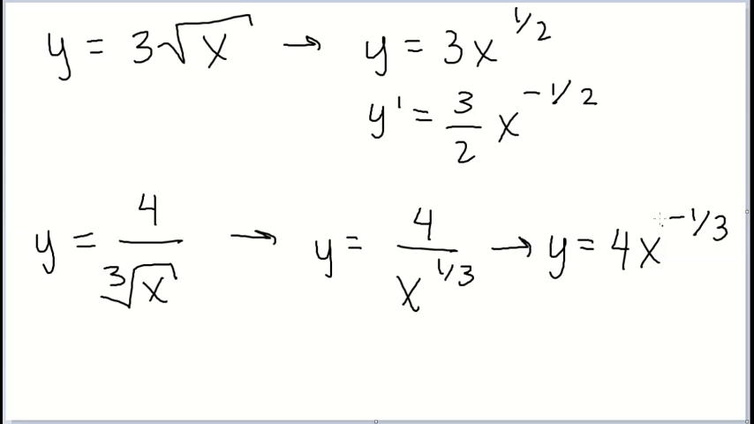And so now I have a situation again where power rule looks more obvious. So if we want to take the derivative of this, 4x to the negative 1/3, we can say y prime is going to equal negative 1/3 times 4, which is going to be negative 4/3.